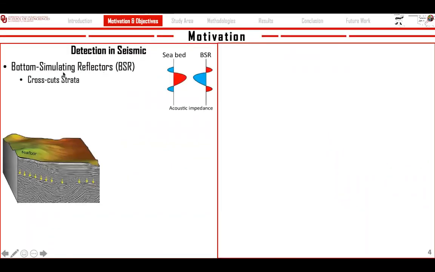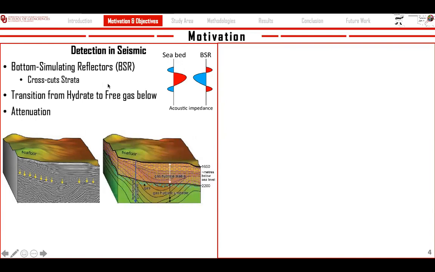As aforementioned, one of the most traditional ways to detect gas hydrates in the subsurface using seismic data is via a bottom simulating reflector. Bottom simulating reflectors have an opposite polarity response to that of the seabed, they mimic the trend of the seafloor, and they also cross-cut stratigraphic layers. These are a few of the ways that we can detect bottom simulating reflectors in seismic data.